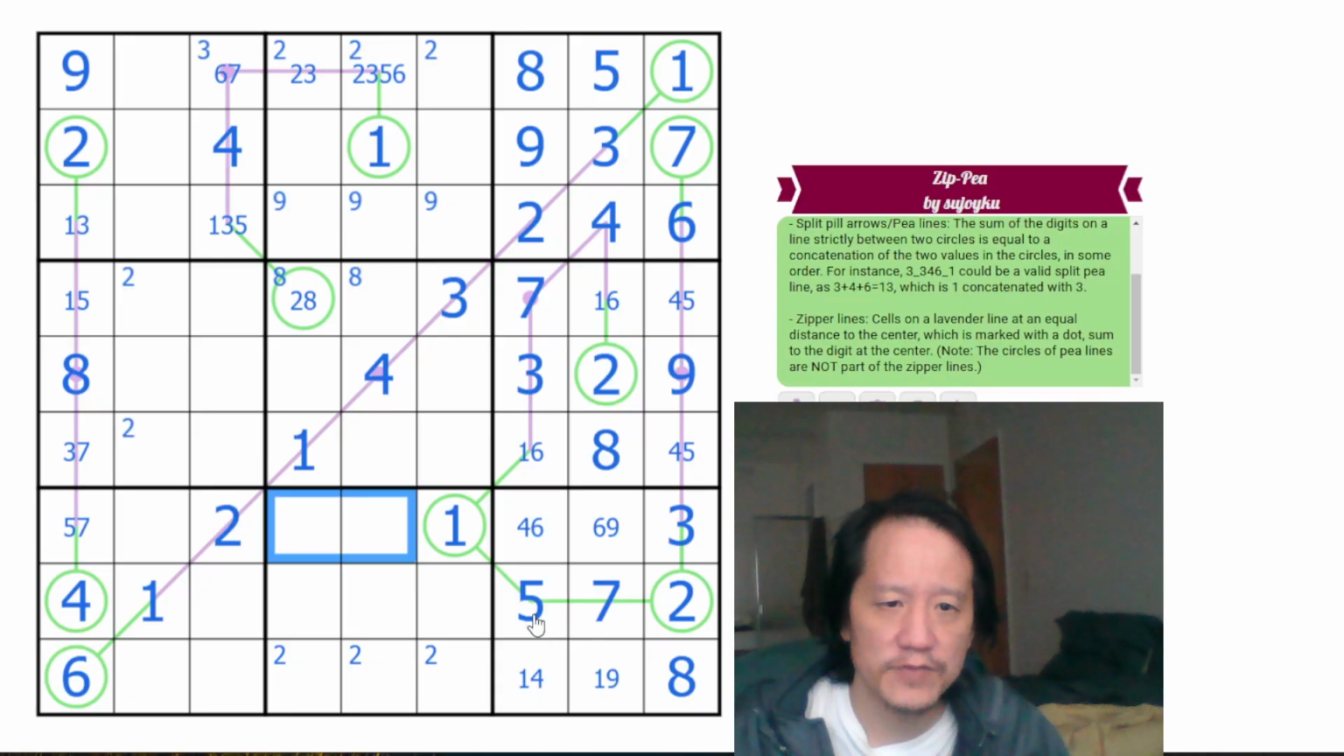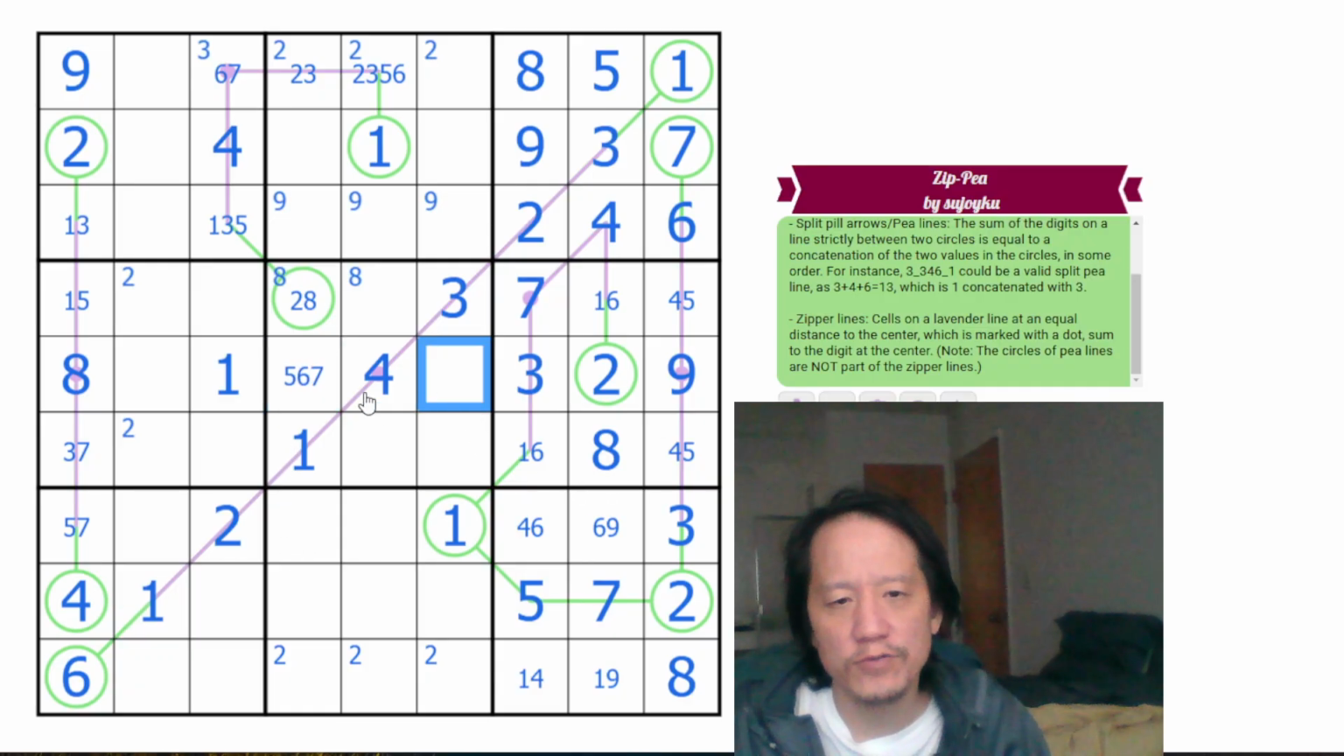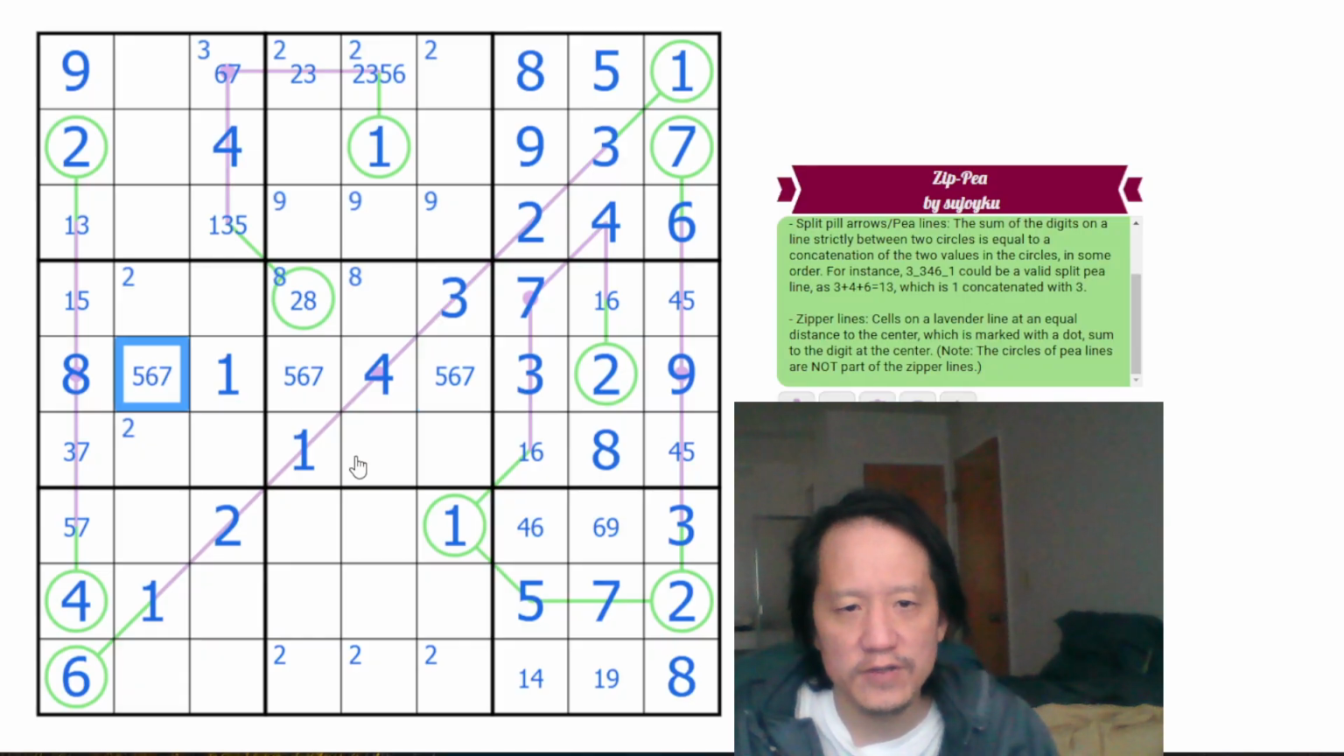We have 4, 5, 6, 7, 8, 9. We have 1, 5, 6, 7. So the 1 has to be one of these two, therefore it has to be that one because of that one. So we have 5, 6, 7 in the rest of row 5. So this is 5, 6, 7, 5, 6, 7, 5, 6, 7.